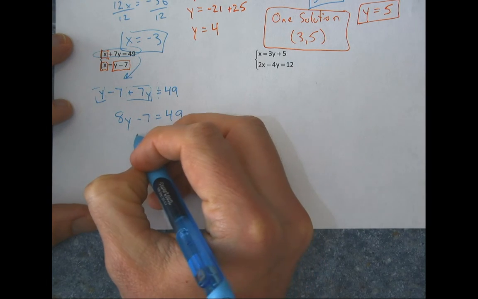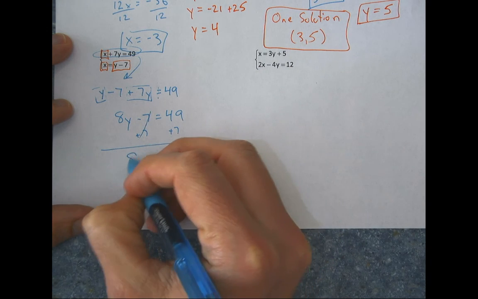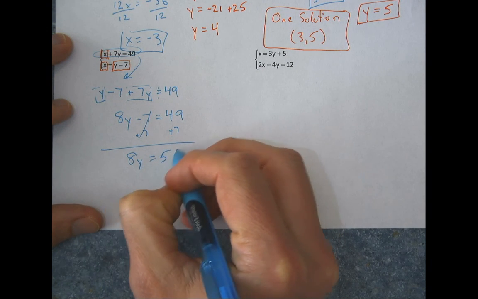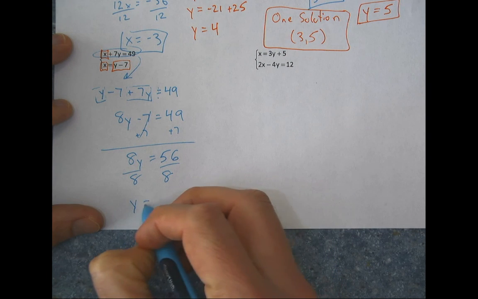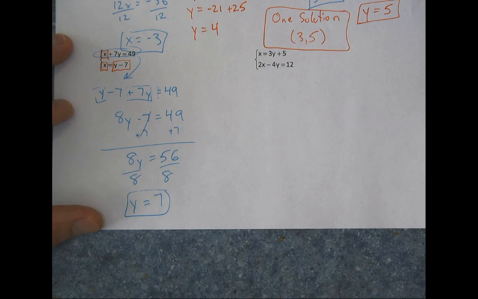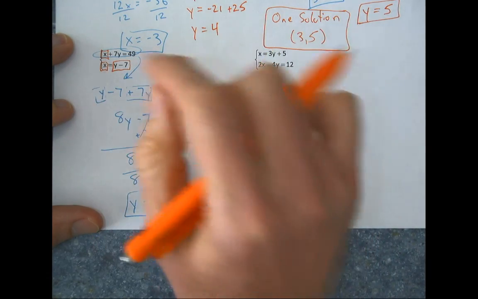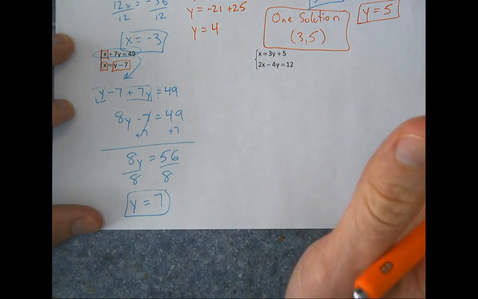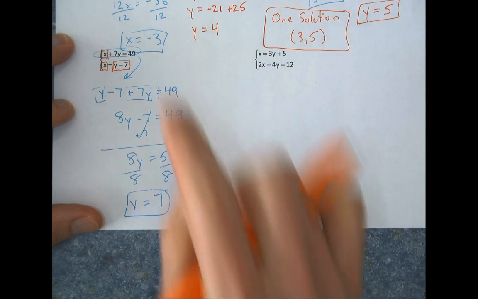To solve this, I'm going to get y by itself now, so adding 7. Divide. And so y equals 7. Now, just like we talked about before, you're not done because all we know is what y is. We need to know what x is. We need the ordered pair. We need to know what is the one point where we have an x and a y value that if we plugged them in, it works for both of these equations.